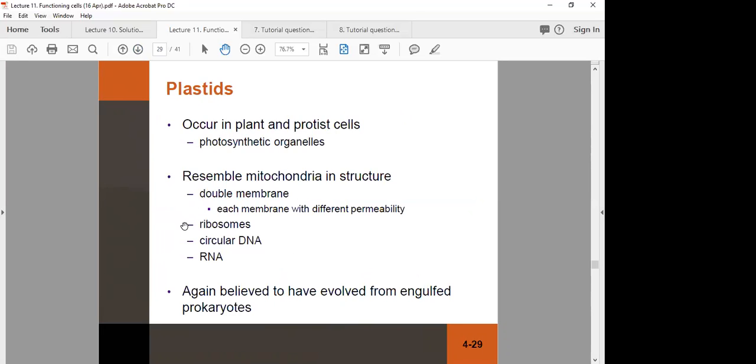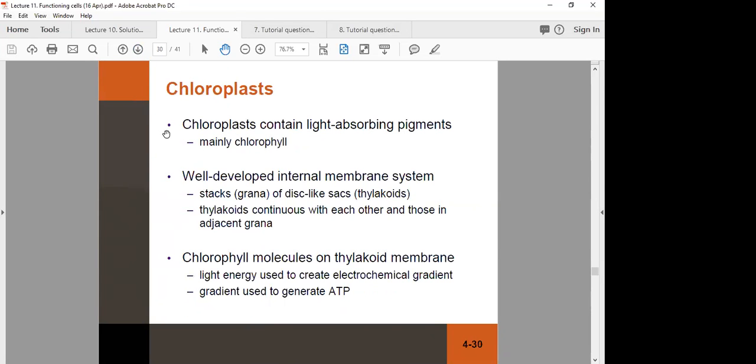Chloroplasts also contain some ribosomes. They also contain a small amount of circular DNA. So once again, chloroplasts are believed to have evolved from engulfed prokaryotes. But this time, these prokaryotes have the ability to carry out photosynthesis. Chloroplasts contain light-absorbing pigments, mostly in the form of chlorophyll, but there are different types of pigments.